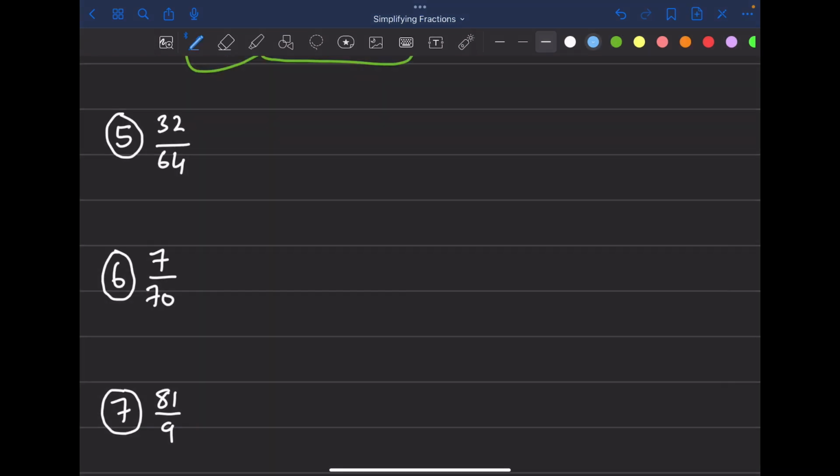Okay, question number 5. First thing you can notice is that they are both even numbers, once again. So first thing we should do is divide by 2. Divide top and bottom by 2 because they're both even numbers. 32 divided by 2 is 16.